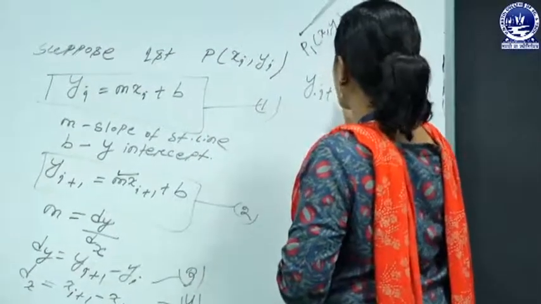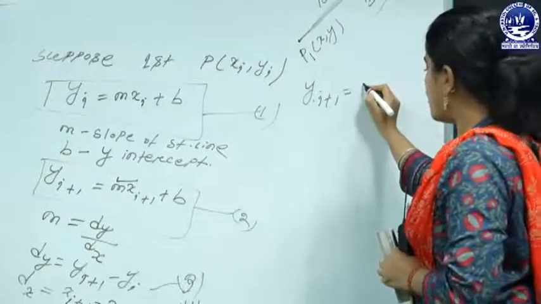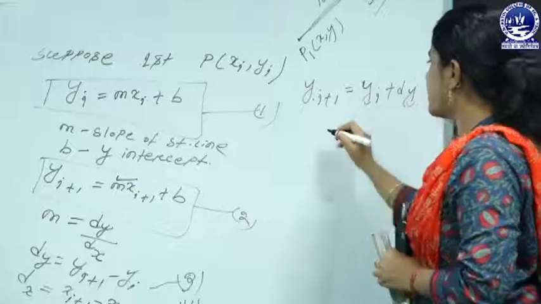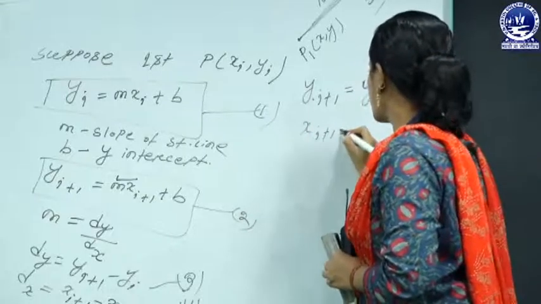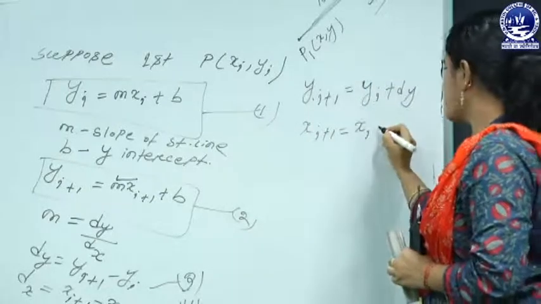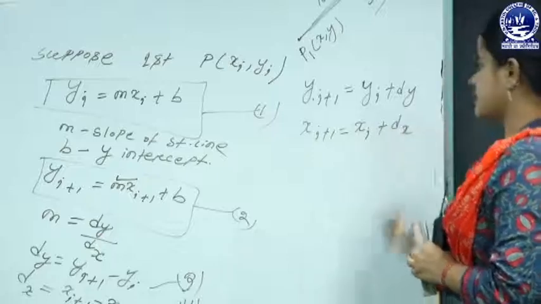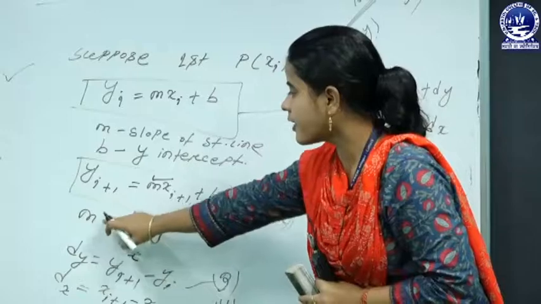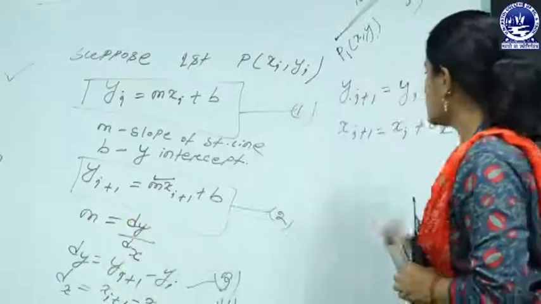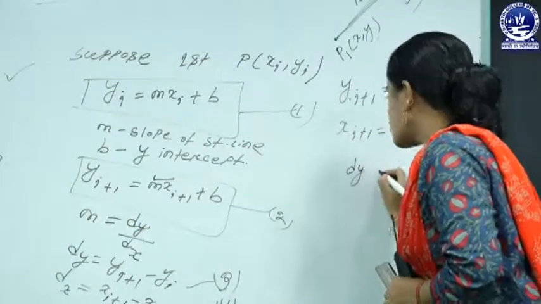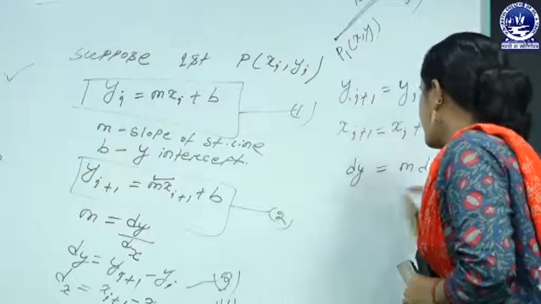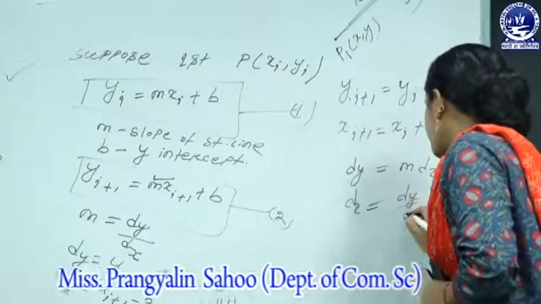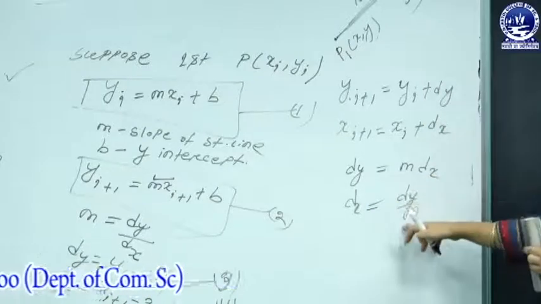y of i plus 1 equal to yi plus d of y and x of i plus 1 equal to x of i plus d of x. Okay. Now, as we know, in case of dx, if we have to generate it with respect to slope equations, so here dy equal to m of dx and dx equal to dy by m, that's your dx.